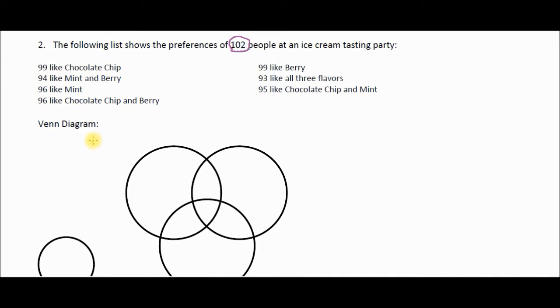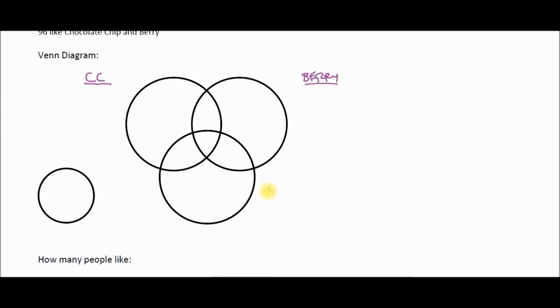So in this one, I'm going to abbreviate this class so we can save a little bit of time writing. This is going to be chocolate chip. I don't care which circle you pick, but follow mine, but on a test you can pick whatever circle you want. Chocolate chip will be this circle. Let's do this one is berry. And then the bottom one, let's make that one the mint.